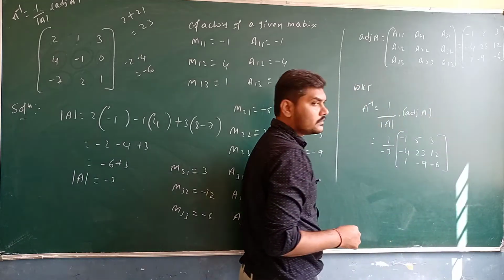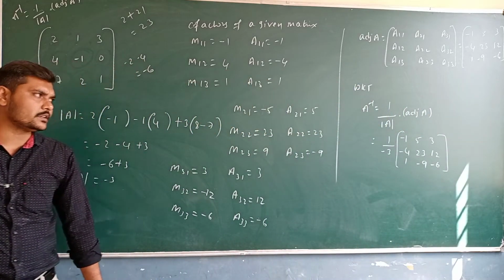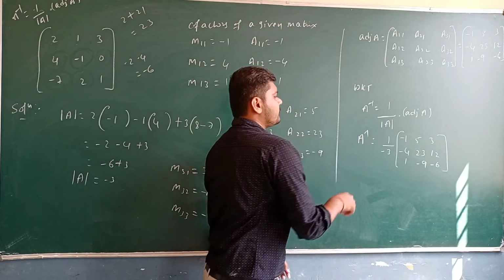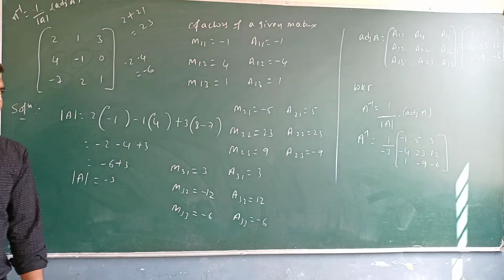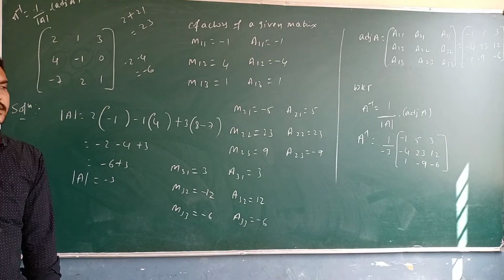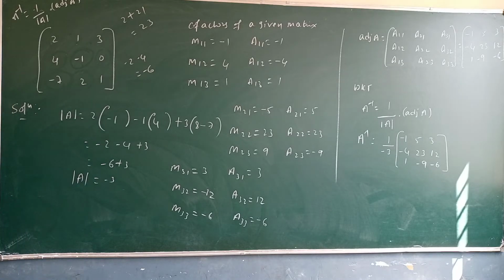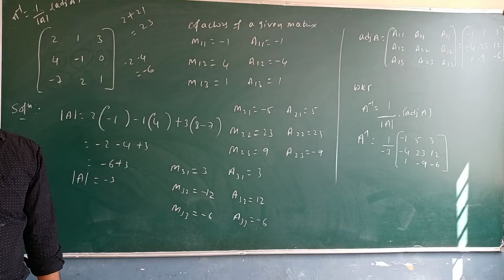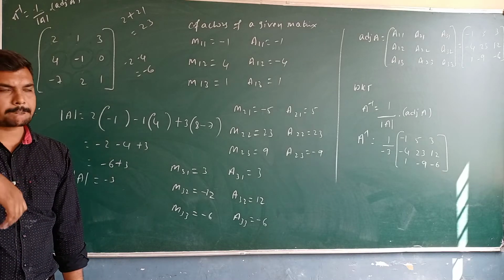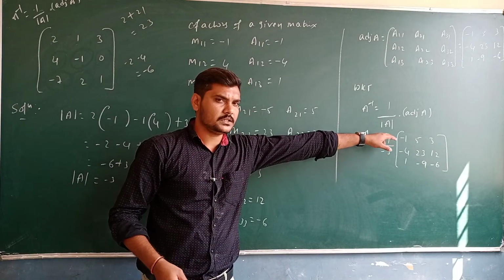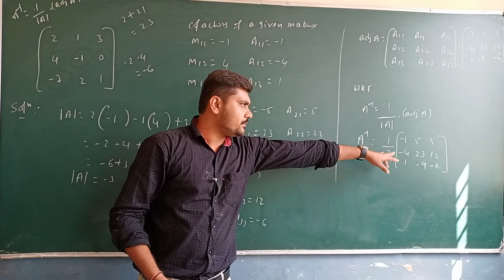So you can multiply the 1 divided by minus 3, or you can also reduce like this only. So here A inverse is equal to 1 divided by minus 3 into the matrix minus 1, 5, 3, minus 4, 23, 12, 1, minus 9, minus 6. Okay?